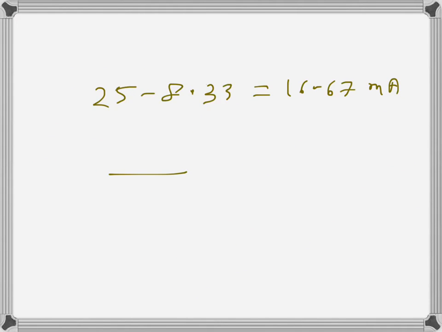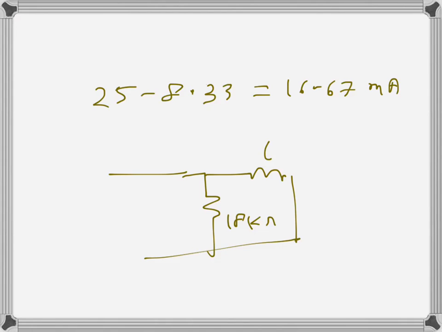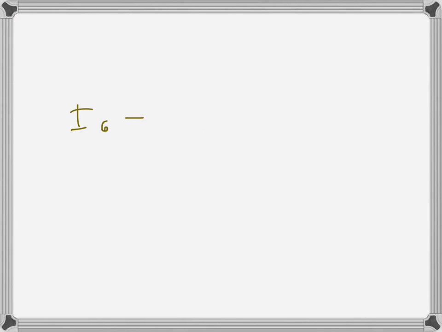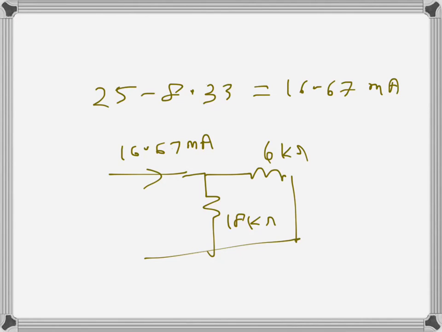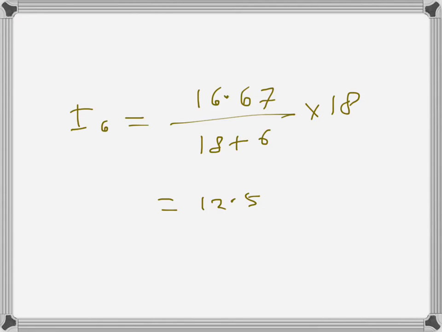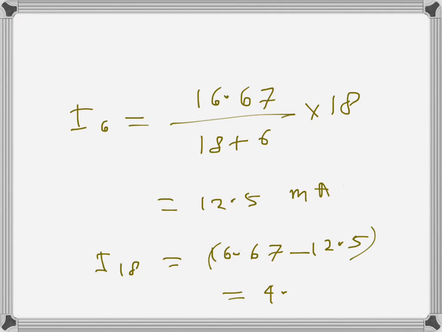So if we draw that part only now, we have 18 kilo ohms there and then 6 kilo ohms there, like that. And we have 16.67 milliamps current flowing here. How the current is divided between these two branches, if we want to find, we can say I6 is the current through the 6 kilo ohms resistance. I will multiply 16.67 by 18, since I am trying to find the current through 6 kilo ohms, I will multiply by the other, which is 18 in this case. So that's 12.5 milliamps, and the remaining one, the current through 18 kilo ohms, I don't have to apply the current divider rule again, I can just subtract from 16.67 just like before, minus 12.5, and that is 4.17 milliamps.